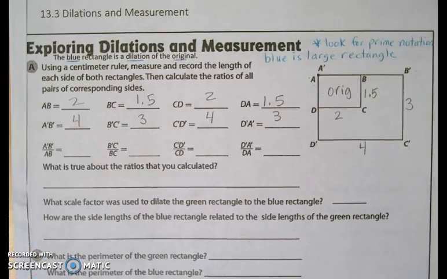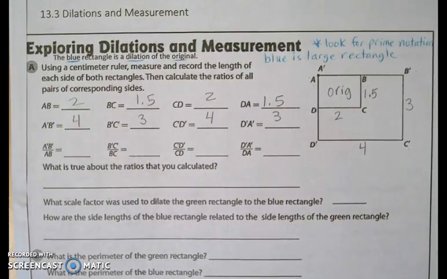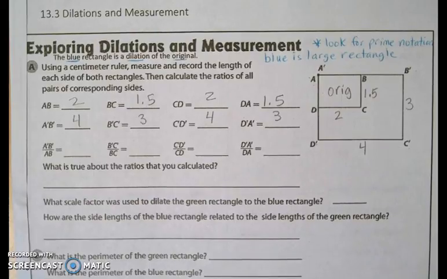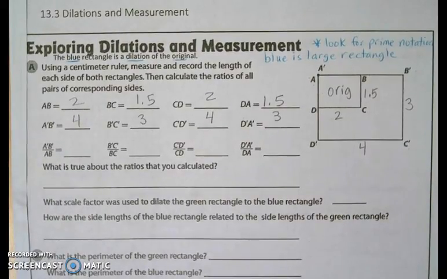Hopefully when you began measuring, you realized that you only had to do one side of both the vertical and the horizontal piece on each of the rectangles because it is a rectangle, opposite sides are congruent. So now take your measurements and write your ratios of A prime B prime to AB. Again, new to original.